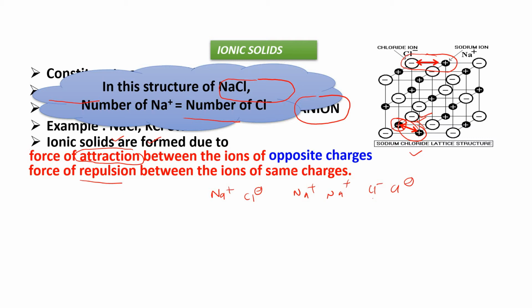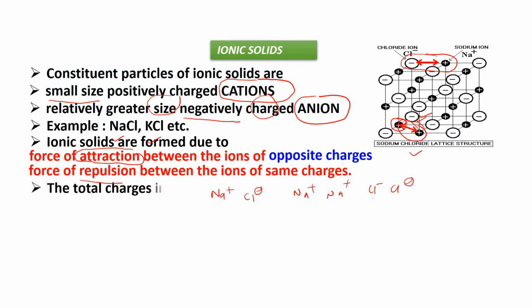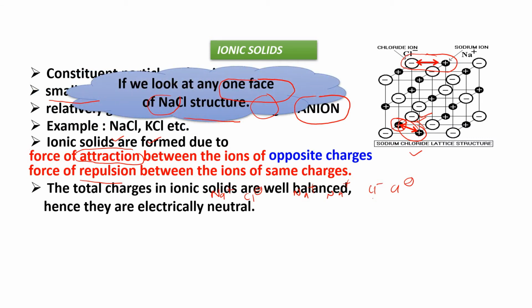In this structure, if you observe, the number of cations always should be equal to the number of anions, isn't it? The total charges in the ionic solids will always be balanced so that it will be electrically neutral. So the number of Na plus should equal the number of Cl minus, so that electrically it becomes neutral.